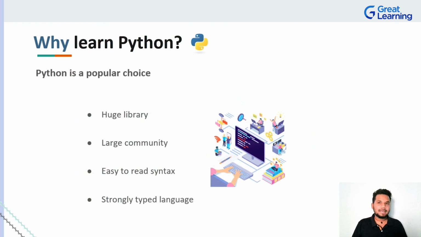I think the next thing has to be the common public opinion. This slide is a non-technical opinion from a lot of people that I asked a question, saying, hey, why do you think Python is popular? The first point is its huge library, right?